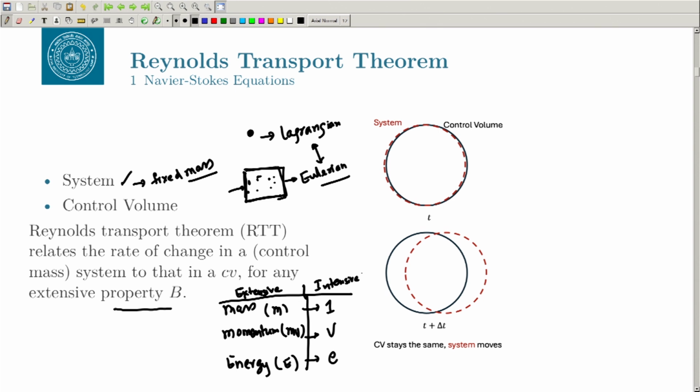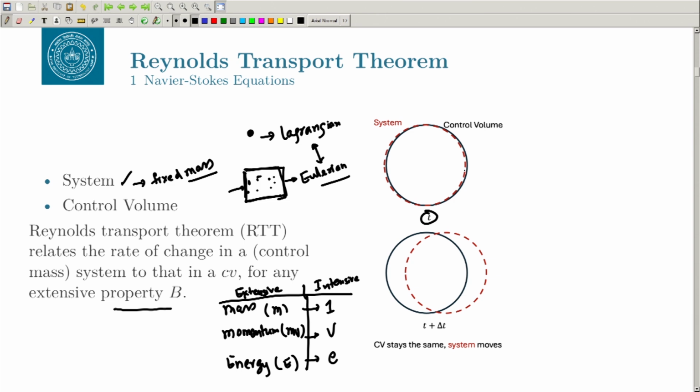So, let us take an example of the system and control volume. What I am showing here in this particular case, the diagram here, is the position of a system and the control volume. Let us say at time t, the system and control volume are nearly overlapping each other. Now, your control volume is fixed, as time passes, the system will move because we have discussed the system is a collection of particles. So, with any force or any action the system will move.